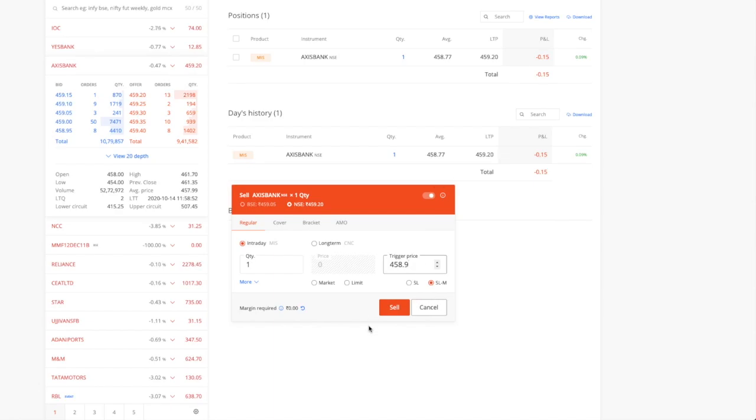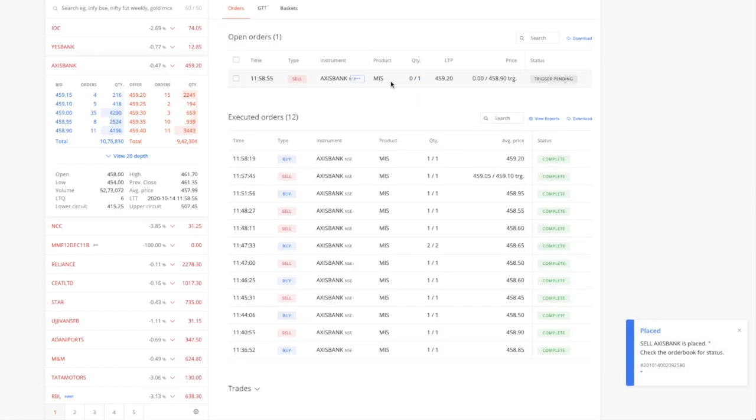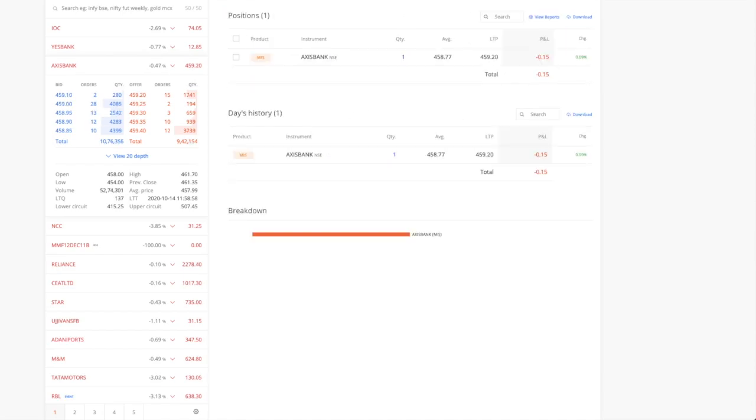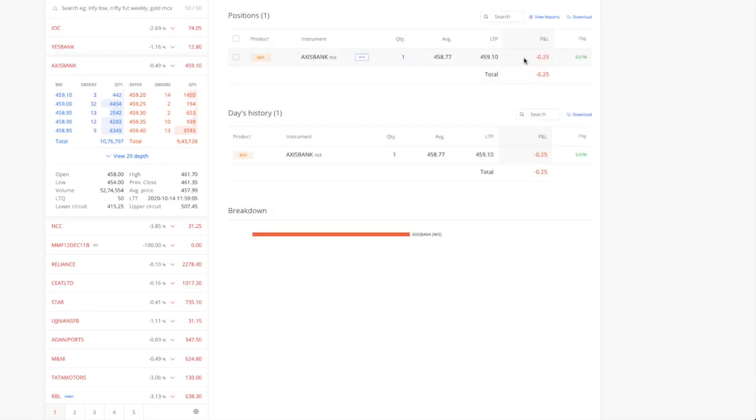Initially I have kept a stop loss order at 458.9. So that order will actually be pending over here. But let's say that after a while I feel that this is a stop loss order that I have placed. Now let's say that the price has now approached my target. Now I need to exit the trade, booking my profit.